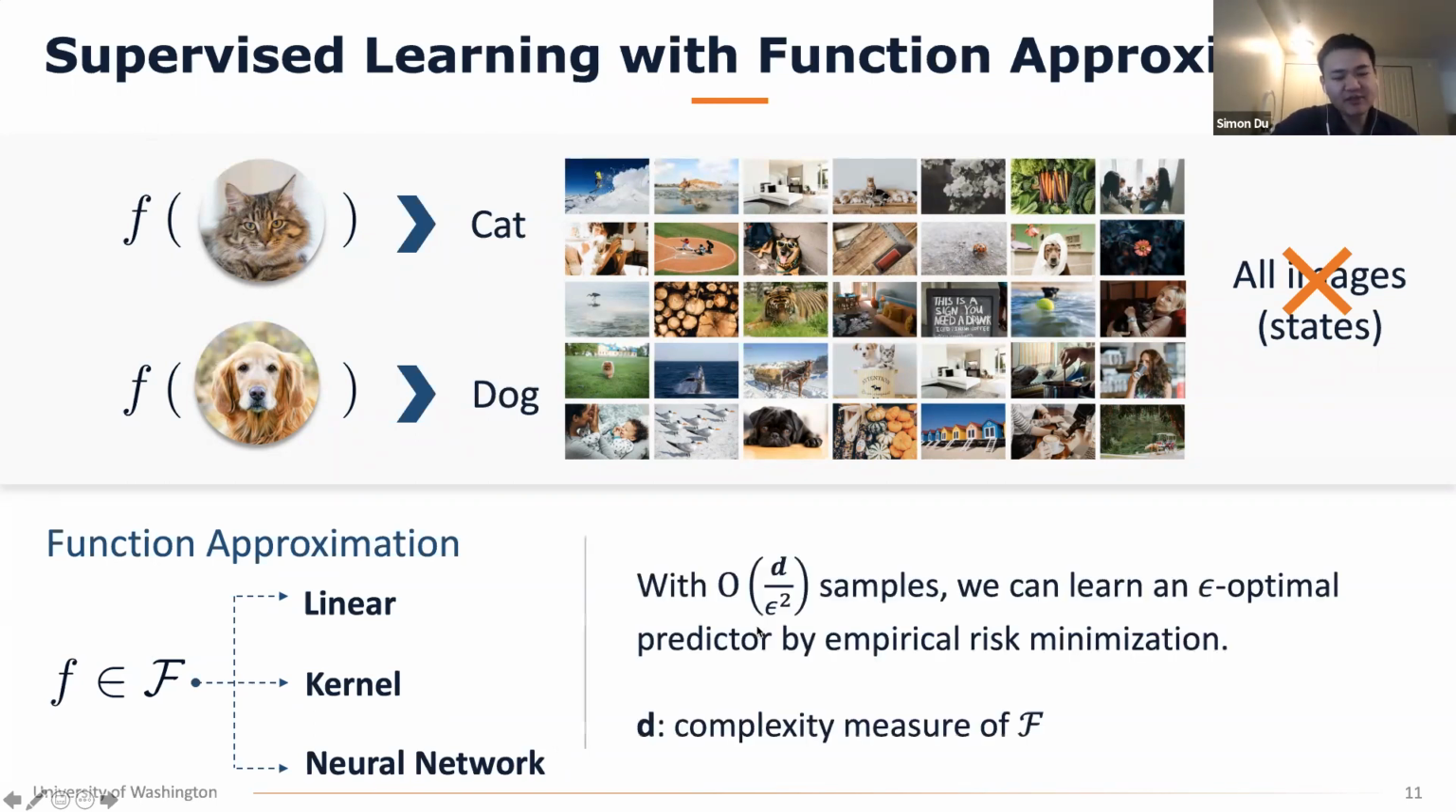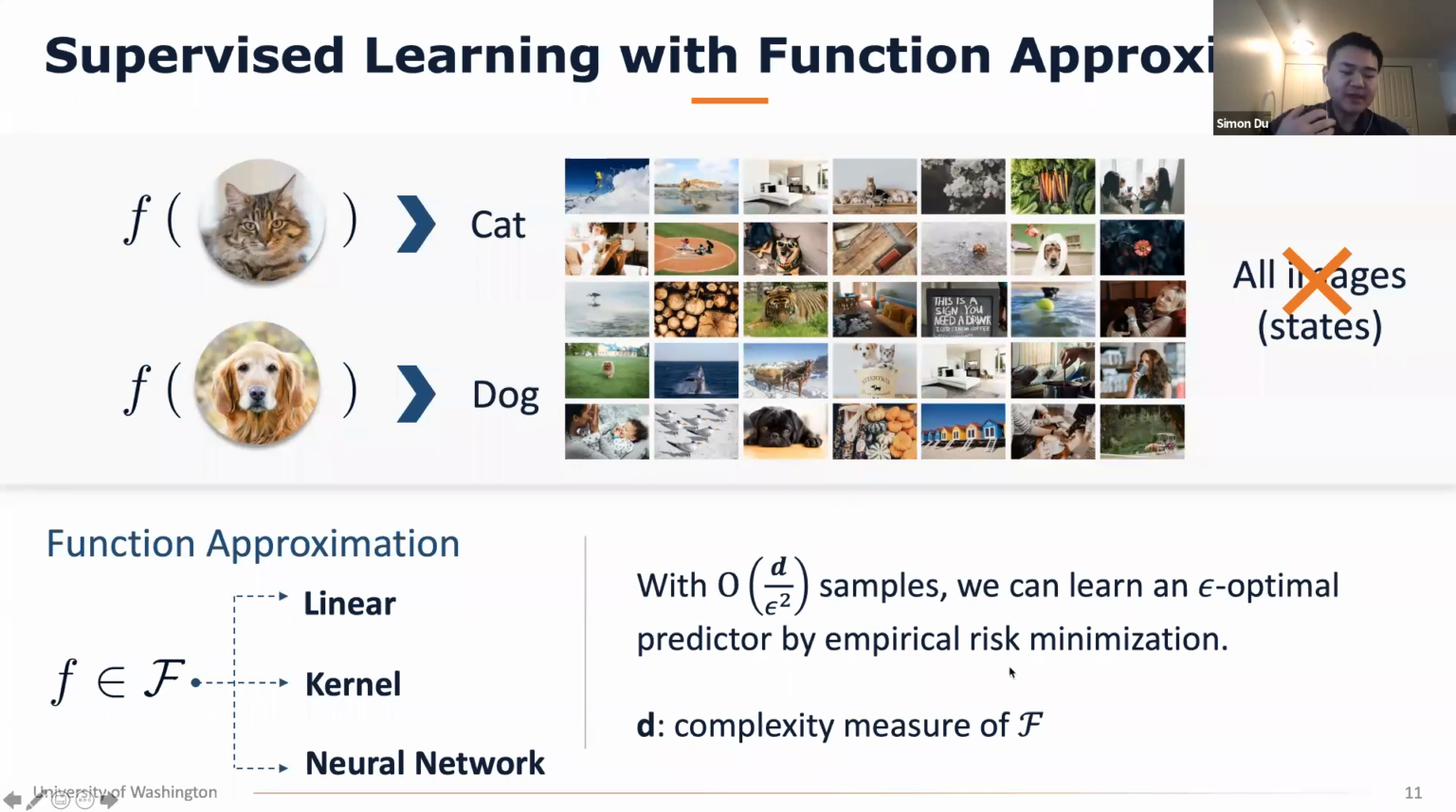Theoretically, we have a very good framework to understand the sample complexity of supervised learning. Basically, with d over epsilon square samples, we can learn an epsilon optimal predictor or classifier just by solving an empirical risk minimization problem. Here d represents a complexity measure of the function class that you want to represent your classifier. For a linear function, d is essentially the dimension of your feature. You can use empirical process theory or the PAC learning framework to get this bound. This is a classical result in statistics.